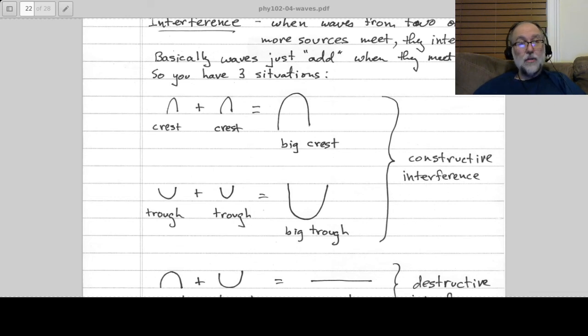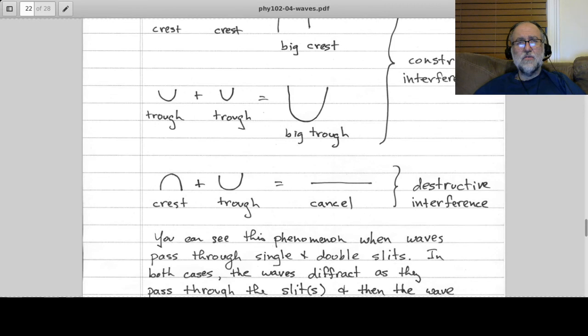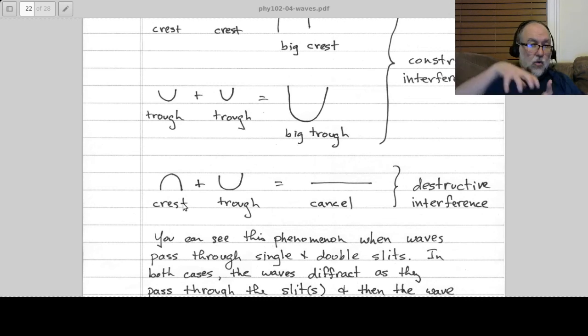But as you can imagine, there are different regions of space where, at a particular time, one source might be trying to put a crest there while the other source is trying to put a trough. One source is trying to lift the water up, the other source is trying to pull the water down. What happens? They annihilate one another. They cancel one another out. So if you have a crest meeting a trough at a particular point in space at a particular point in time, they cancel one another out, and this is known as destructive interference.